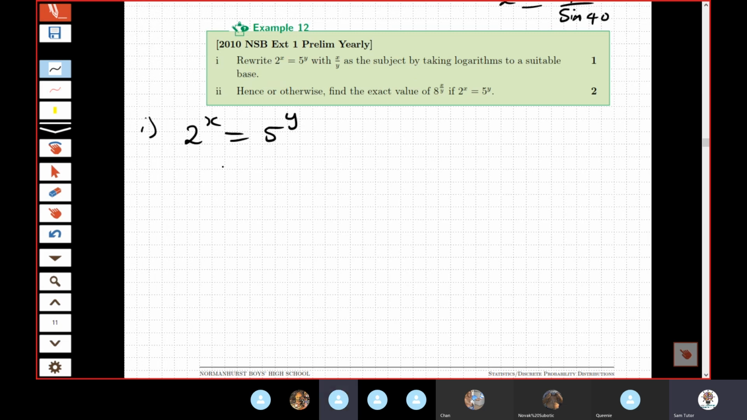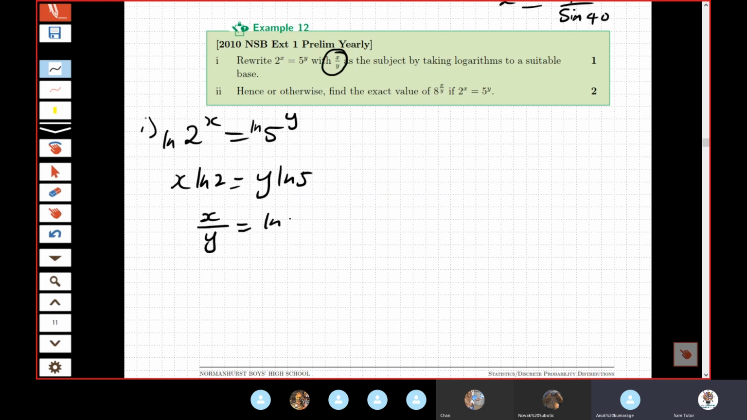Yeah, I'll do it. Go ahead. What would you do? So you'd ln both sides, right? Log both sides. Yep, beautiful. And then you'd bring the x and the y down. x log 2 equals y log 5. Yeah. And then you'd get x over y equals ln 5 over ln 2.